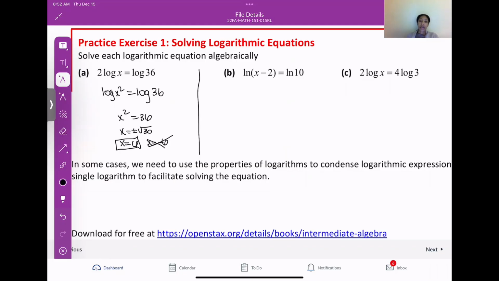For part B, ln of x minus 2 equals ln of 10. This one's already written in the form we need it in, so we can go straight to x minus 2 is equal to 10. Then x equals 12.